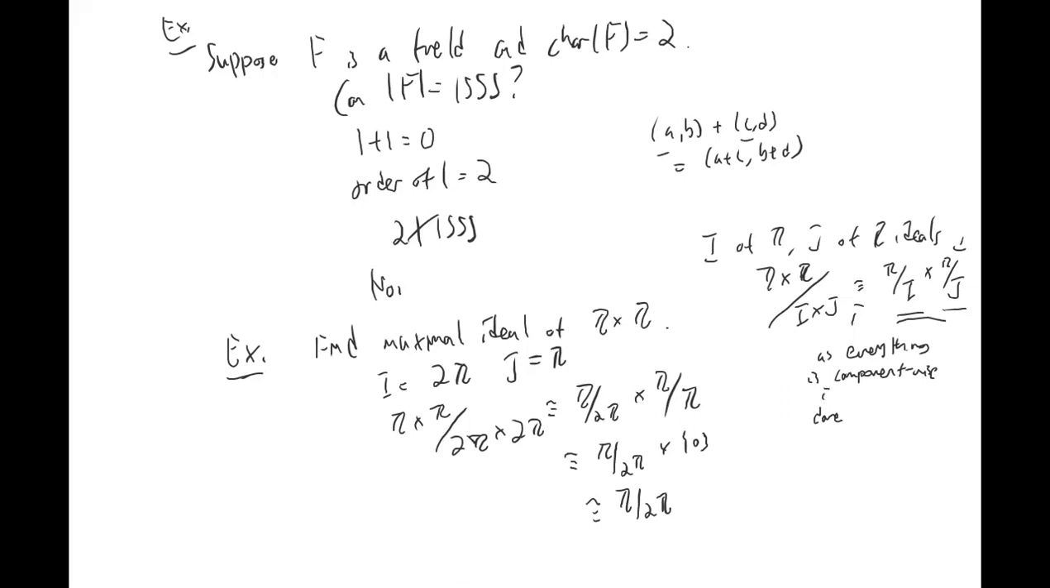Because the class of 0 is everything in there. So, is this clear for everyone? Okay.